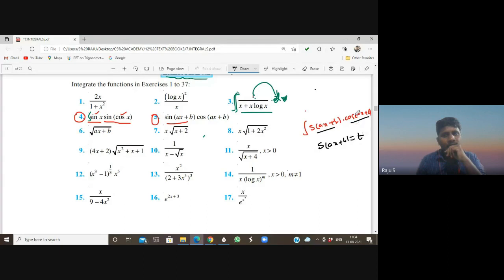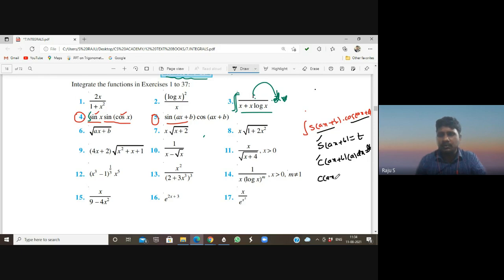Yeah, your wish, because the derivative of sine is cos and the derivative of cos is minus sine. Either you can consider sine of ax plus b as t, or else cos of ax plus b as t. So the derivative of sine is cos of ax plus b, into what is the derivative of ax plus b? Chain rule: the derivative of sine is cos of ax plus b, and again the derivative of ax plus b is a, into dx is equal to dt. This question I'm giving as homework.